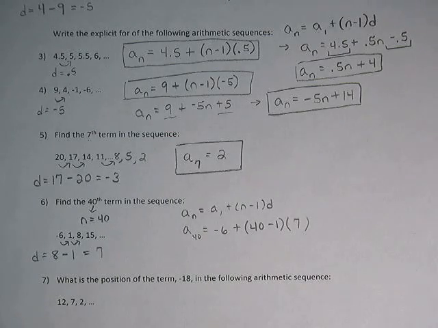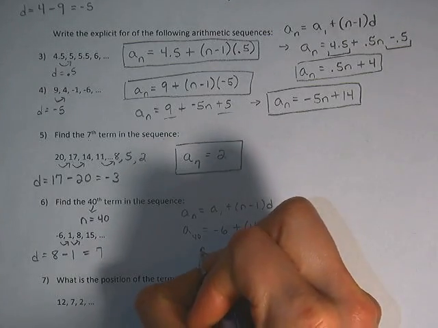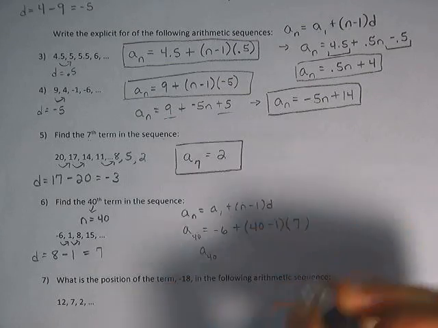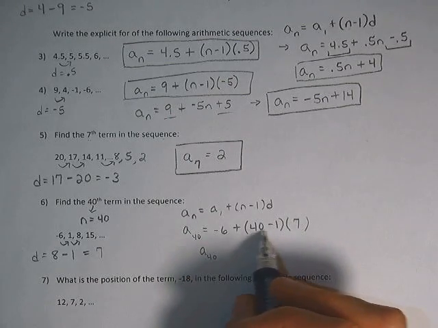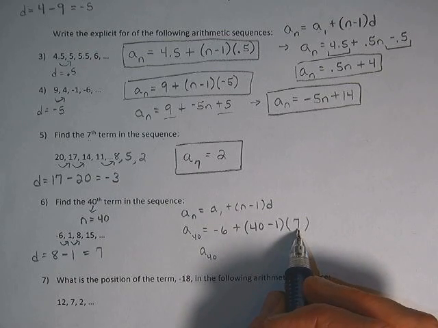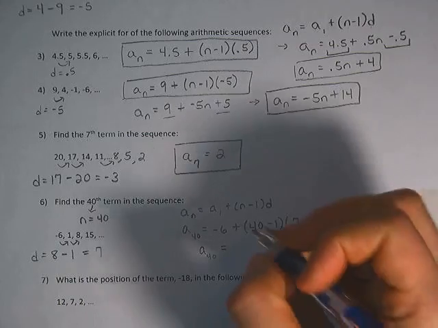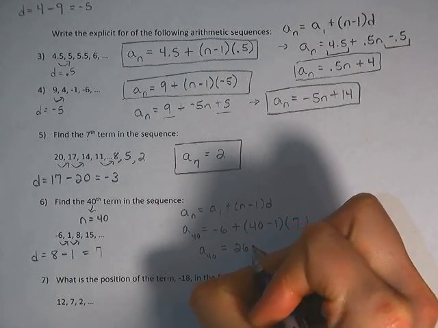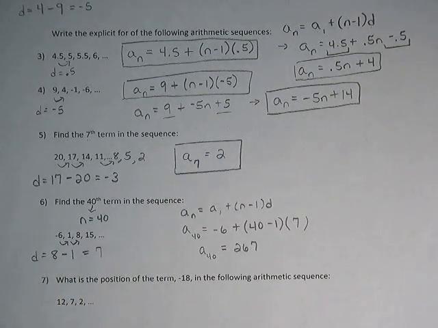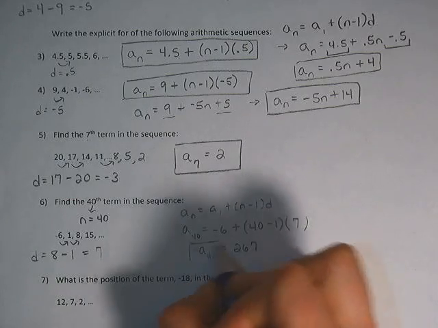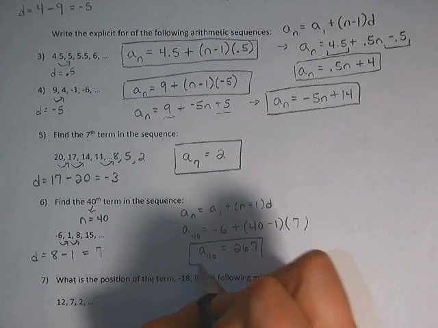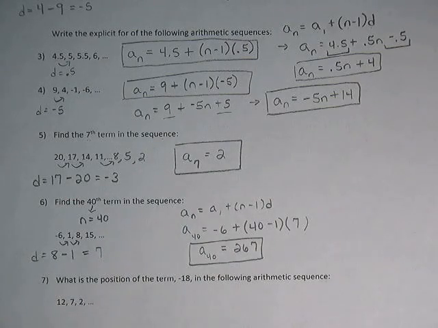And then from there, all you really have to do is just type it in your calculator, or you can simplify first if you wanted to. This would be 39, and then you take 39 times 7, and then whatever you get there, you would add the -6. You should get 267 when you're done. So the 40th term, if we actually wrote this whole thing out all the way to the 40th term, it would end up being 267.